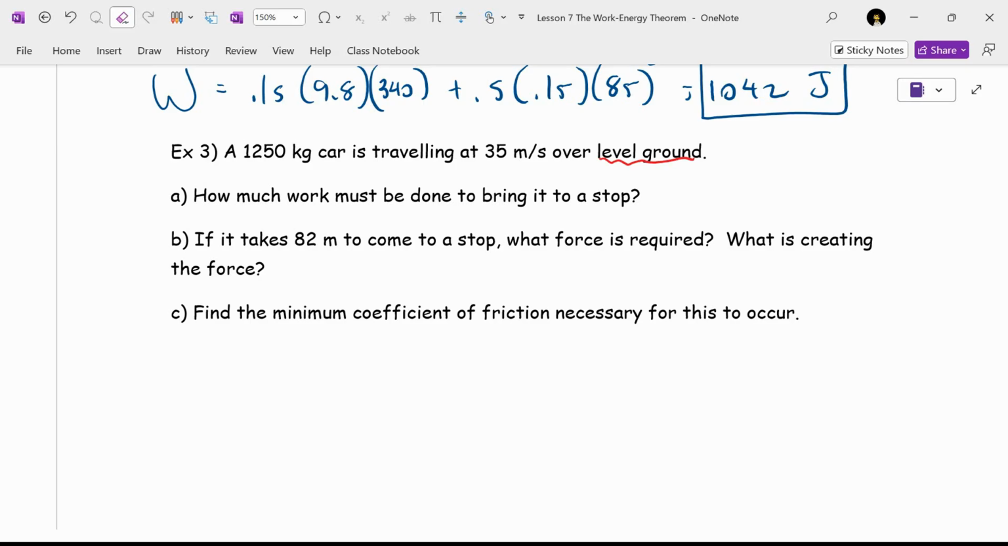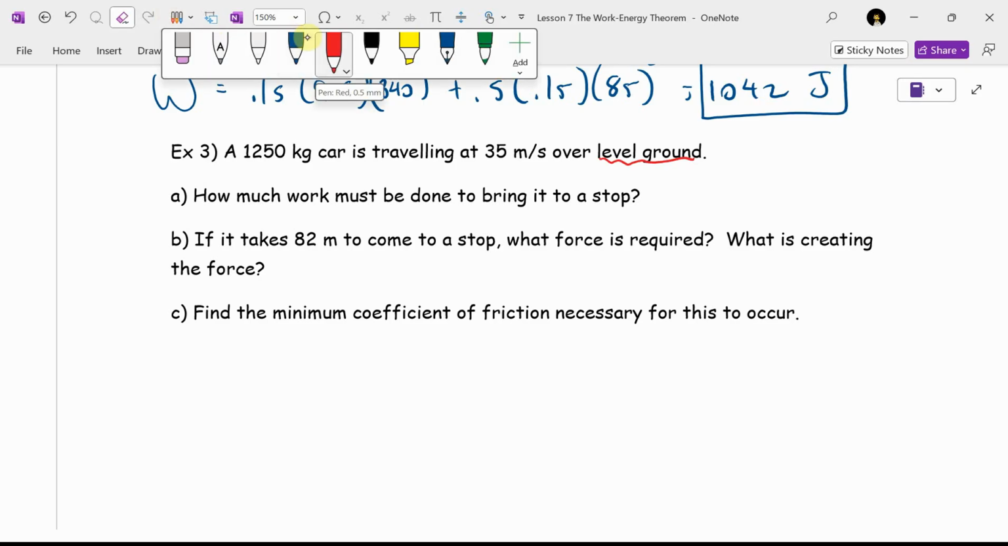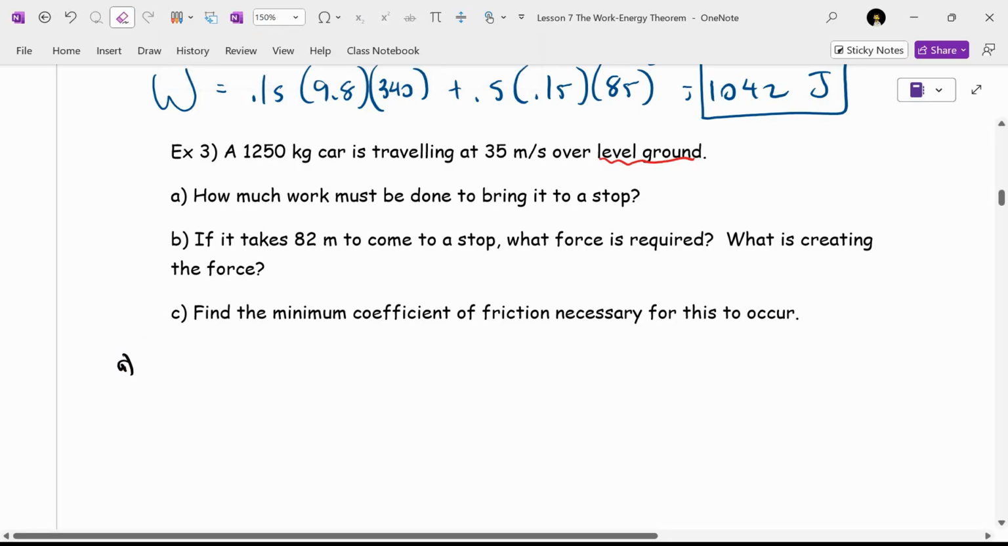Charlie, what's A asking me to find? Work, you say. My first thought, don't write this down, would be to go force times distance. Why would I immediately erase that in my mind? My second thought would be to use the area under a graph. Did they give me a graph? So I'm going to use the work energy theorem. I'm going to say it's going to be the change in potential plus the change in kinetic.